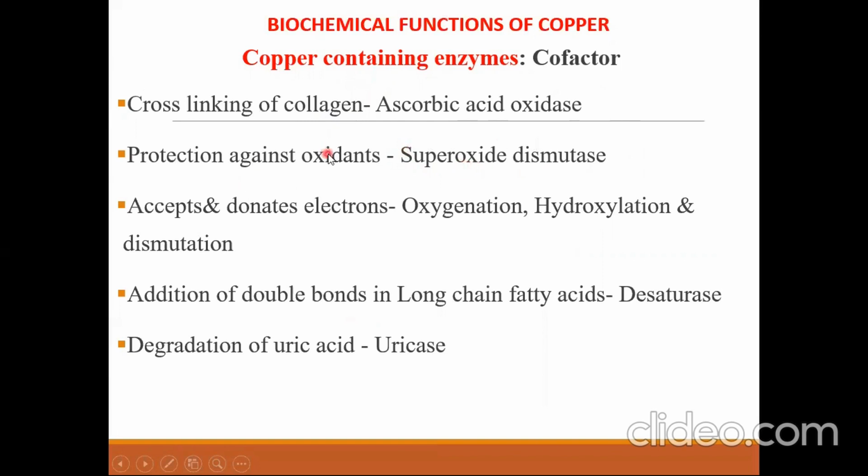They protect against the oxidants. And also copper accepts and donates electrons involving oxygenation, hydroxylation, and dismutation reactions. Also, it is a cofactor for desaturase enzyme. This desaturase is an enzyme which is involved in the addition of double bonds in the long chain fatty acids. Also, copper is a cofactor for uricase enzyme, which is involved in degradation of uric acid.